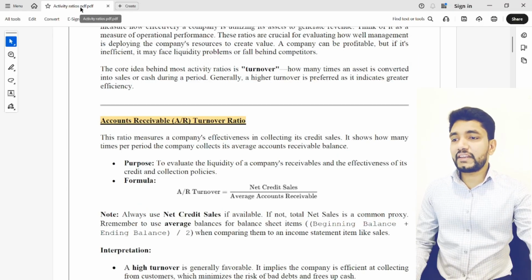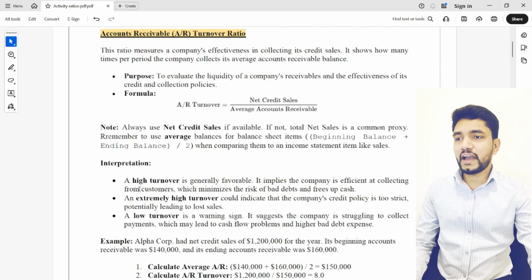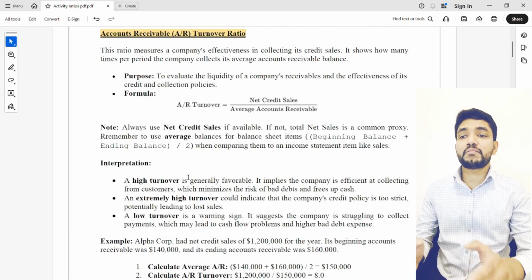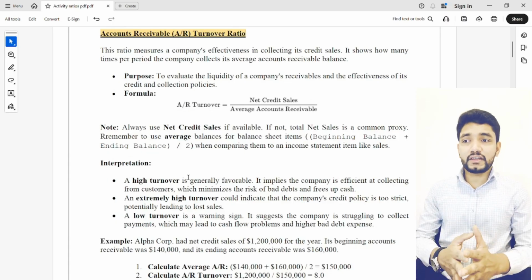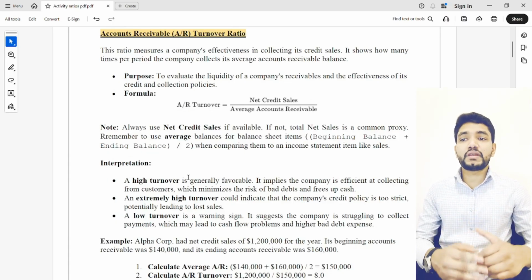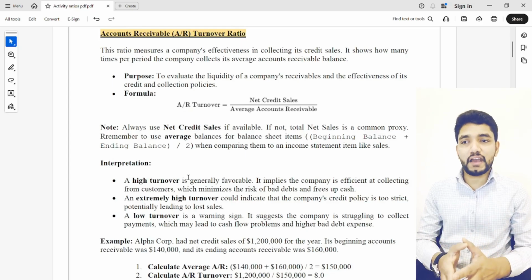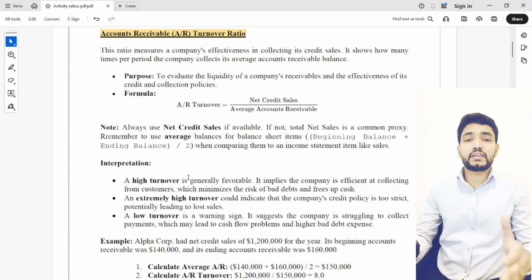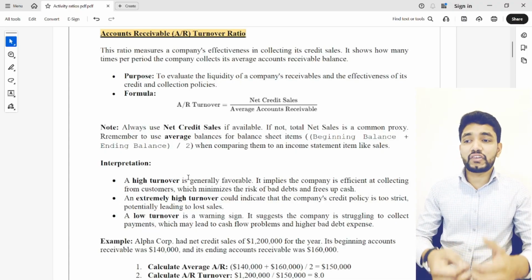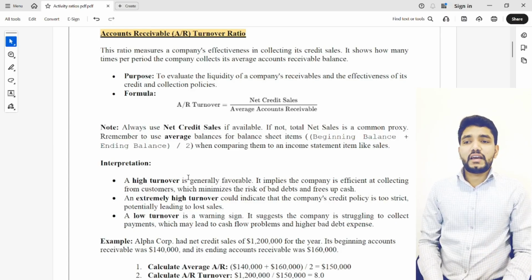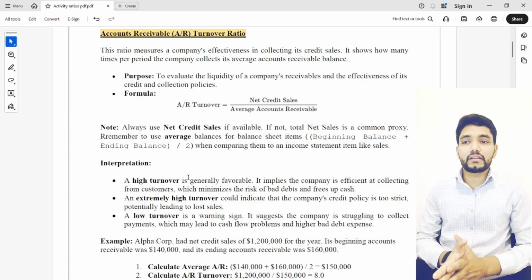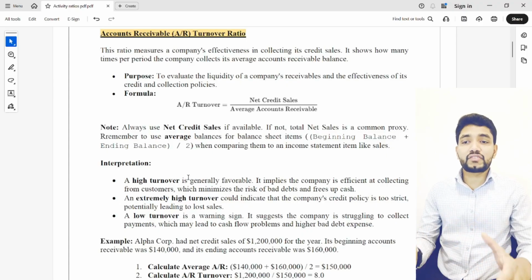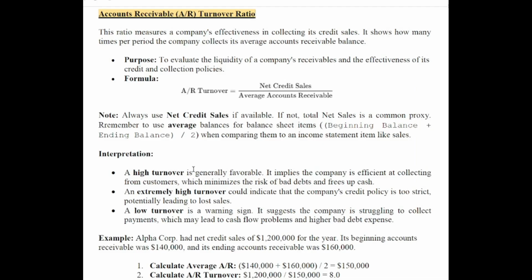So how can we interpret the accounts receivable turnover ratio? A high turnover ratio is generally favorable. It implies that the company is efficient in collecting from customers, which minimizes the risk of bad debt and frees up cash. An extremely high turnover ratio could indicate the company's credit policy is too strict, potentially leading to low sales. And a low turnover ratio is a warning sign. It suggests that the company is struggling to collect payments, which may lead to cash flow problems and higher bad debt expenses.